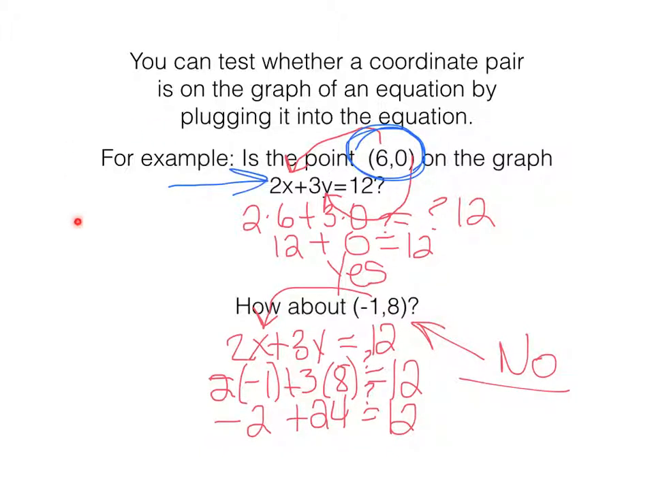Pause the movie. Make sure you have these examples copied into your notes.